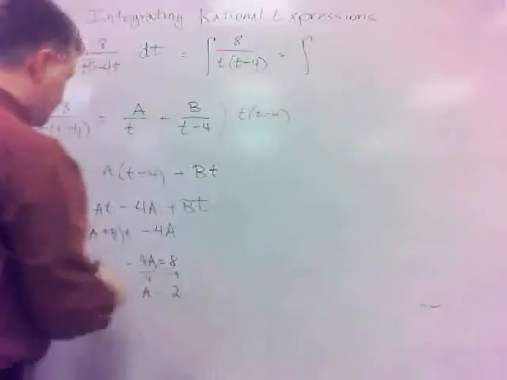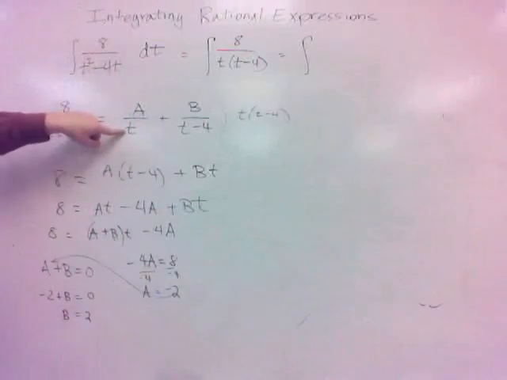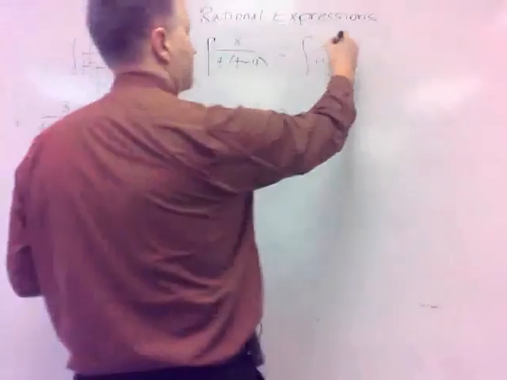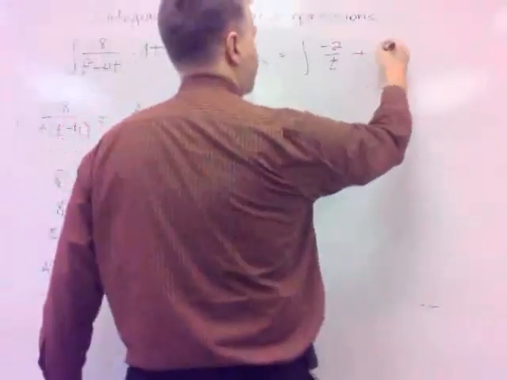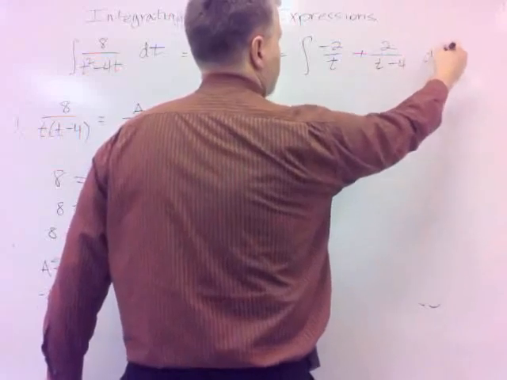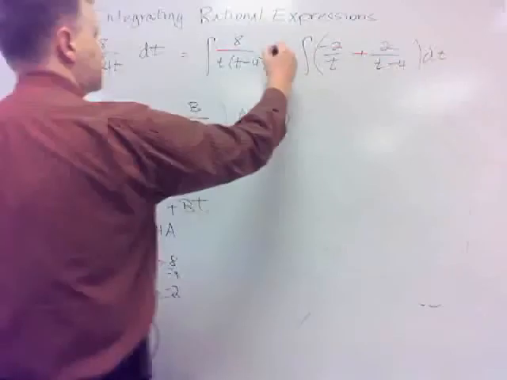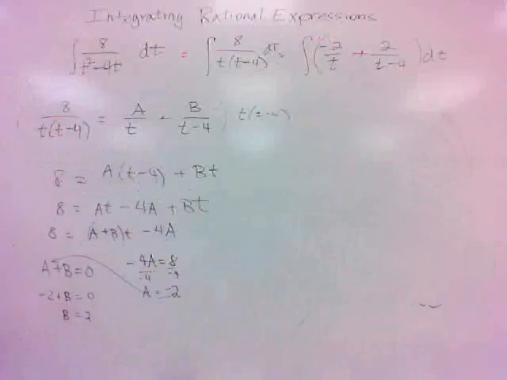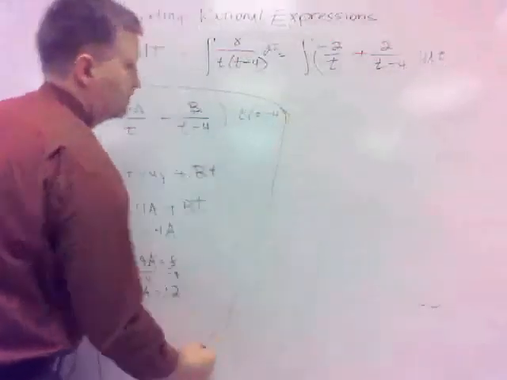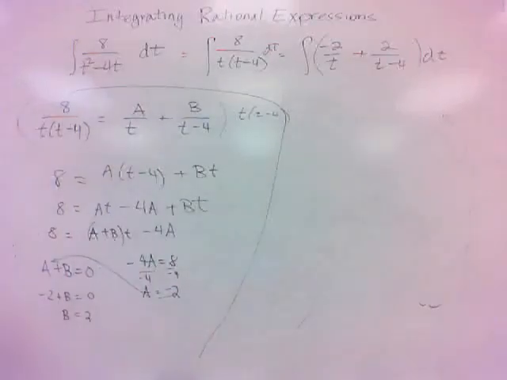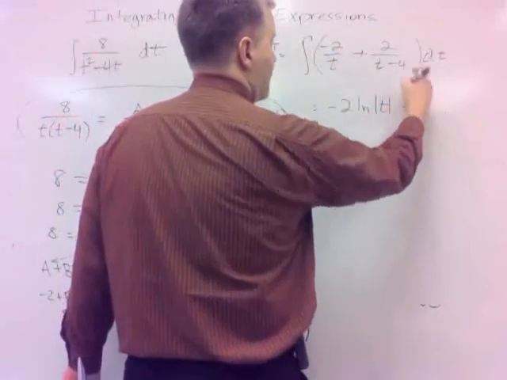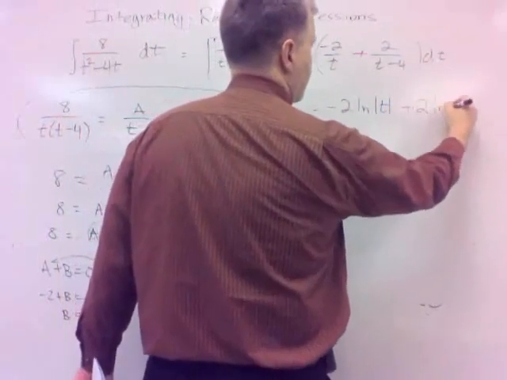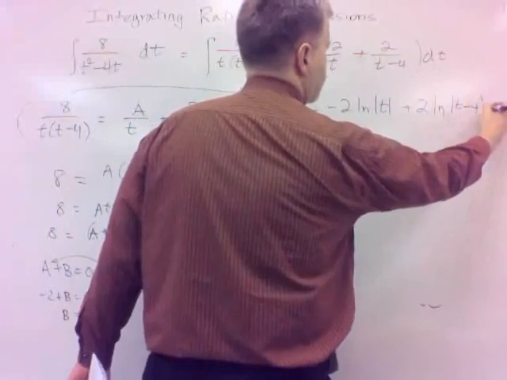So this becomes the integral. I'm going to decompose it then. It's going to be negative 2 over t plus positive 2 over t minus 4. And I'm in good shape because those are just both natural logs, aren't they? This one's going to be minus 2 times the natural log of the absolute value of t. And this will be positive 2 times the natural log of t minus 4. Let's see.